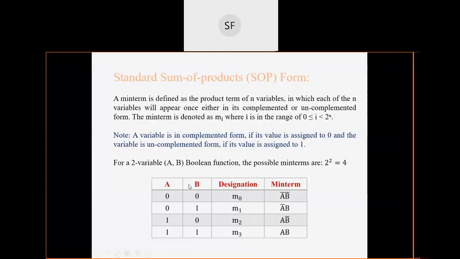Then we have seen this table, the total minterms for a two variable Boolean function. The possible minterms were 4, and these were the minterms. We have also seen the designation. This suffix is nothing but the decimal equivalent of this binary code.